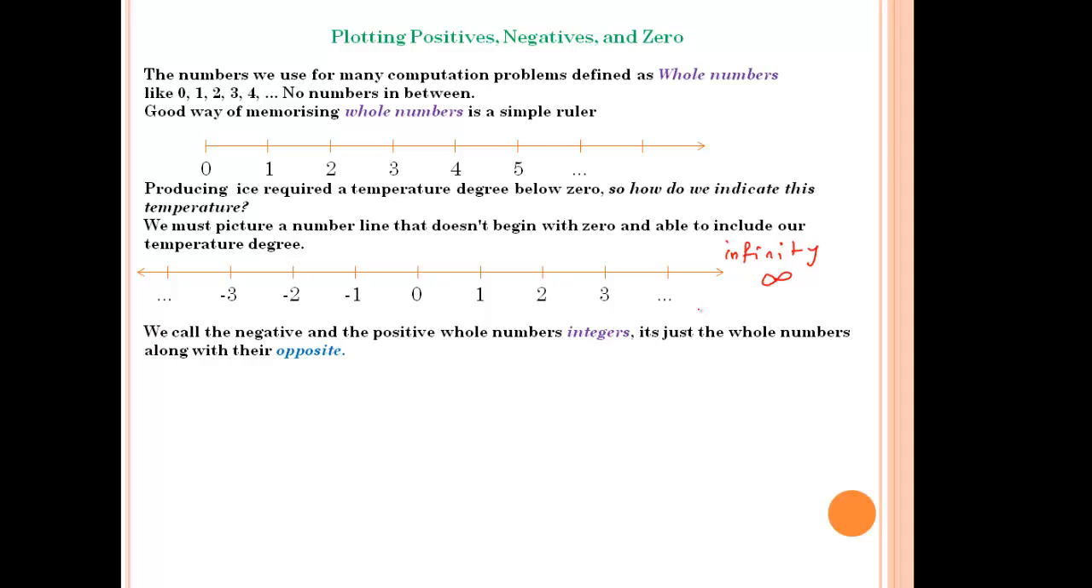Now, we don't call these numbers whole numbers anymore. Instead, we call them integers because we add negative numbers to the left. Now, these numbers are called integers.